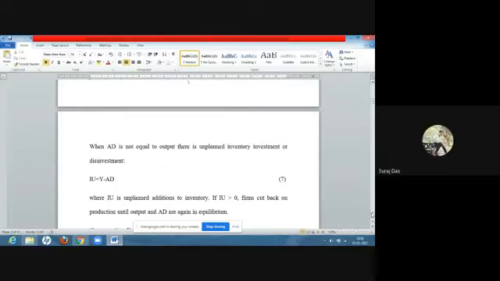Now, what is this? Yes? Can you show this on graph? Of course, I'll do that a bit later.